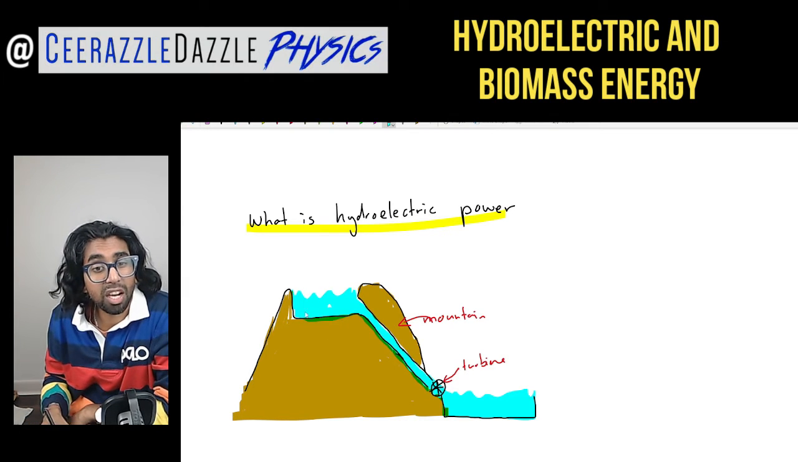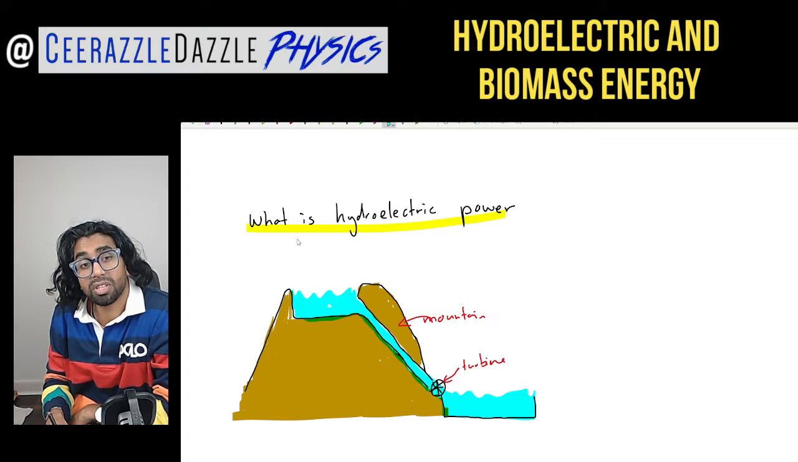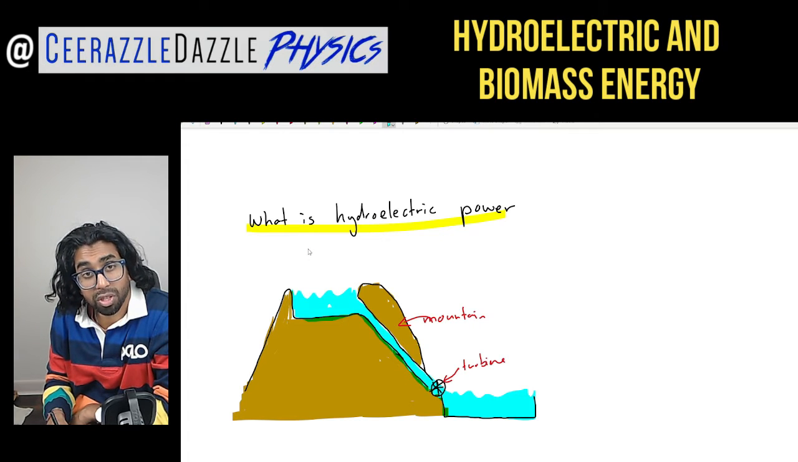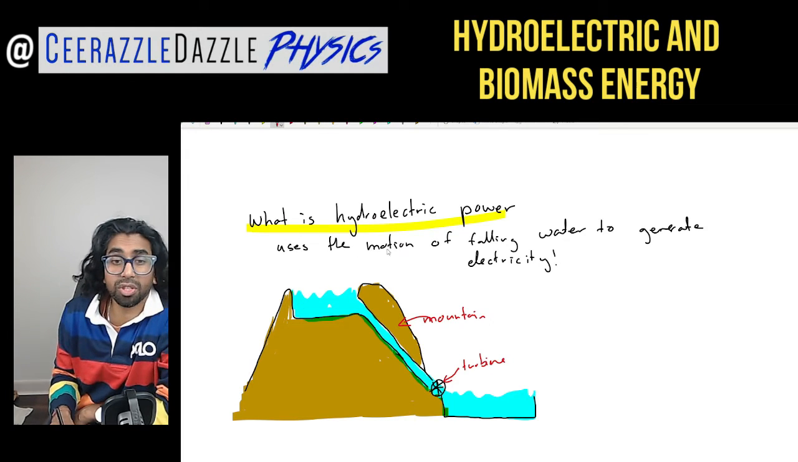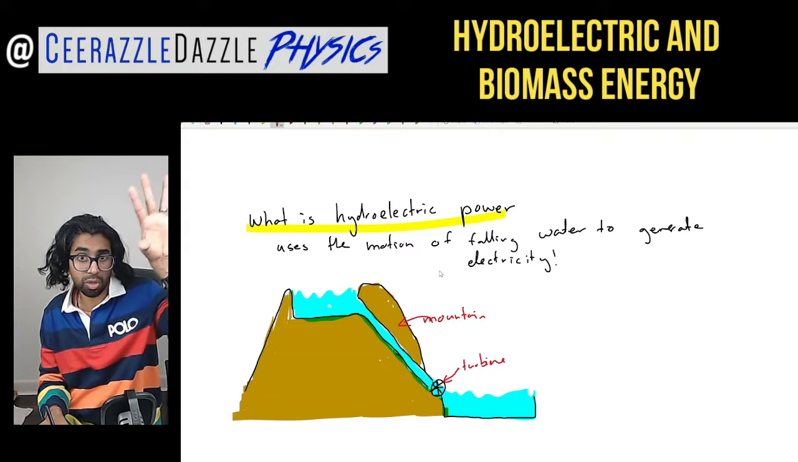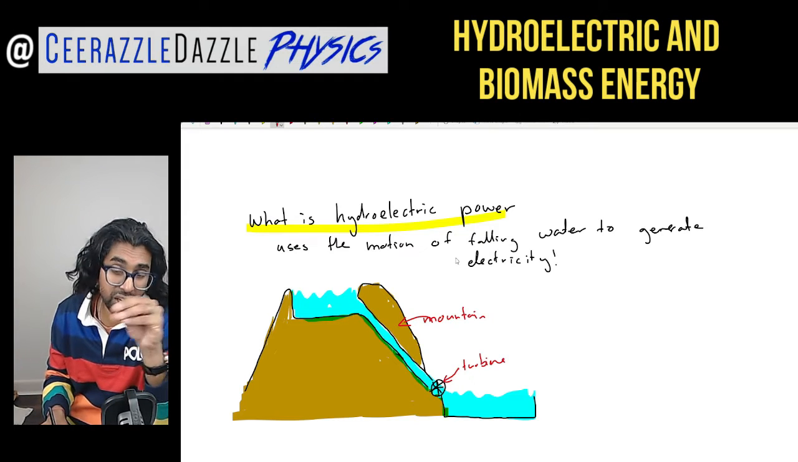So this is hydroelectric power, guys. It uses the motion of falling water to generate electricity. Let's put that down. There we go, guys. You can see the hydroelectric power, it uses the motion of falling water. Don't forget that water is falling down to generate electricity, guys.